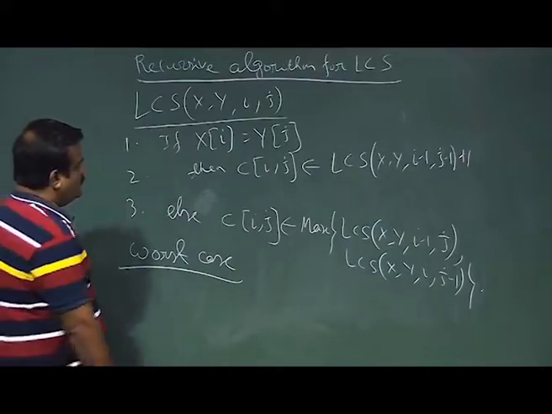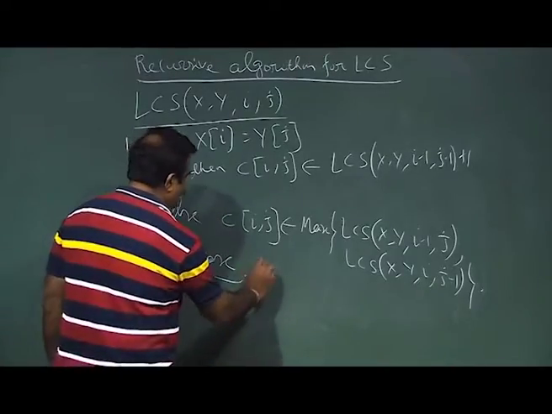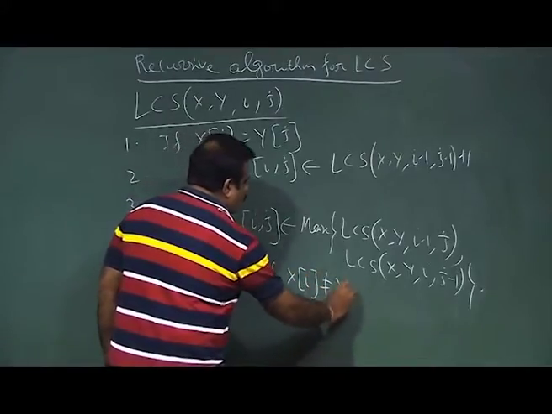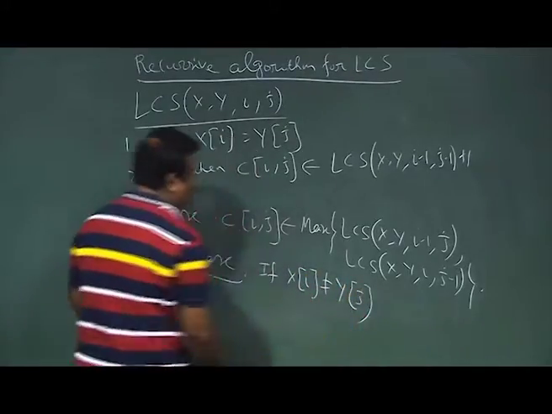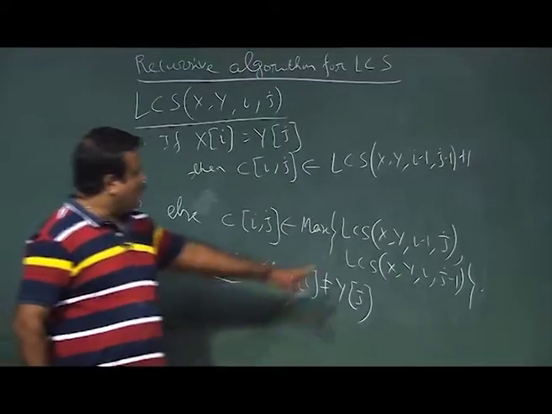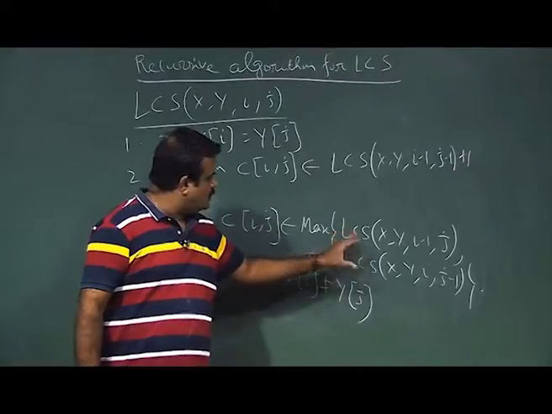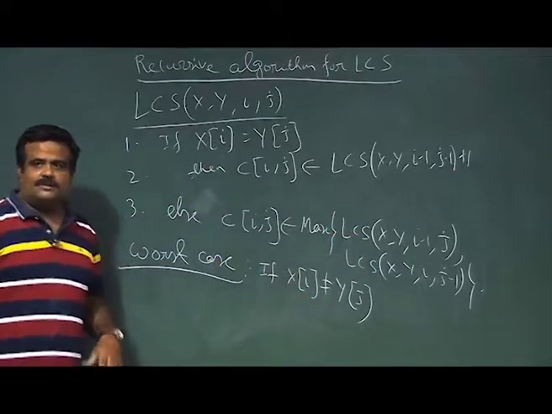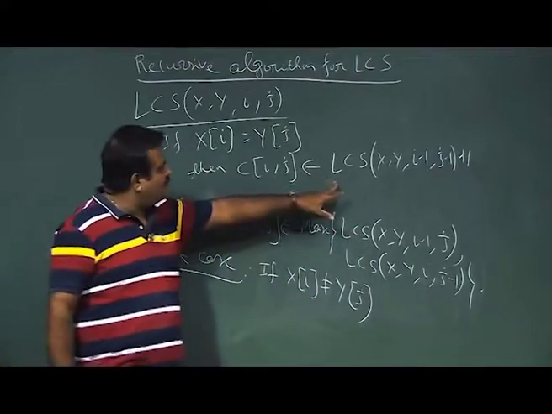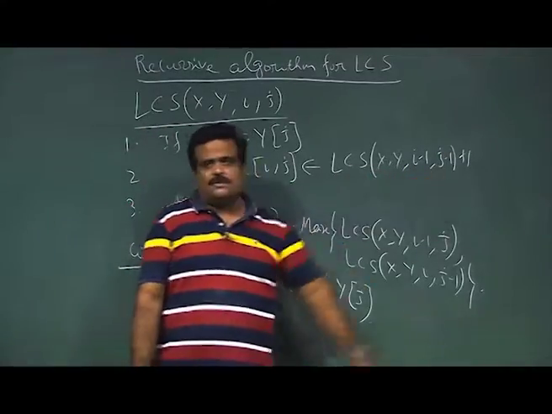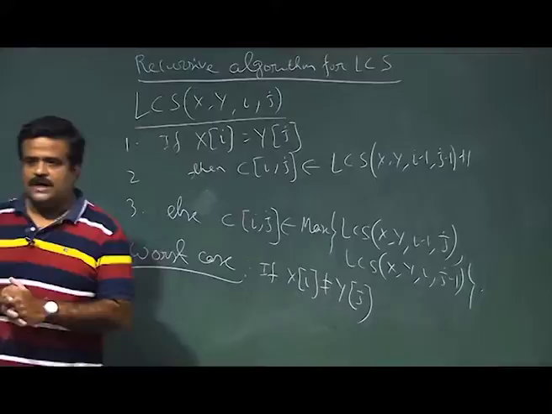Worst case is, worst case will happen if xi is not equal to yj, because in that case we have two calls, then we have to take the maximum. And if xi equals yj, then we have only one call and both indices are reduced by 1.